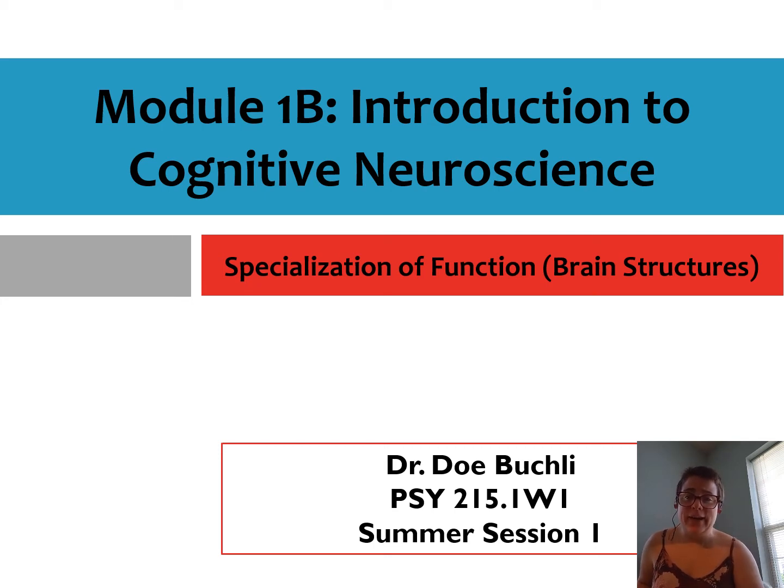Alrighty, hello everyone. So this is our next video in the Module 1B series, which is meant to review and supplement Chapter 2 of your textbook, which provides an introduction to cognitive neuroscience. So in this particular video, we're going to again discuss this idea of specialization of function, but instead of focusing on individual neurons that specialize in a particular aspect of cognition, we're going to broaden our scope a little bit, so to speak, and now we're going to focus on individual structures of the brain that carry out specific aspects of cognition. Okay, so let's go ahead and get started.